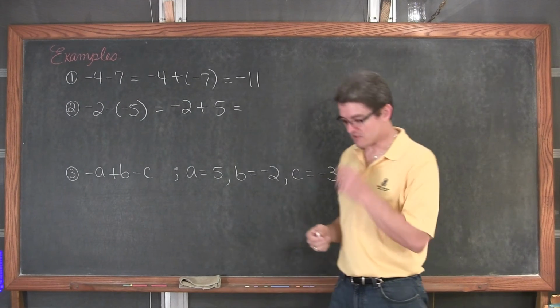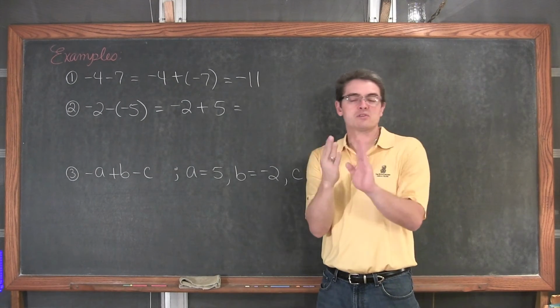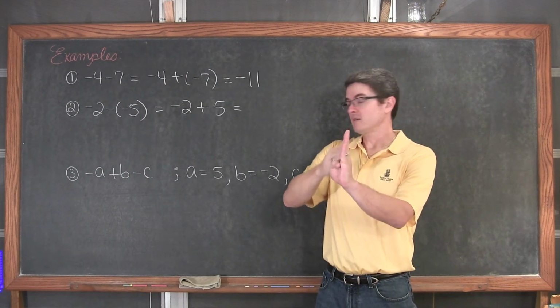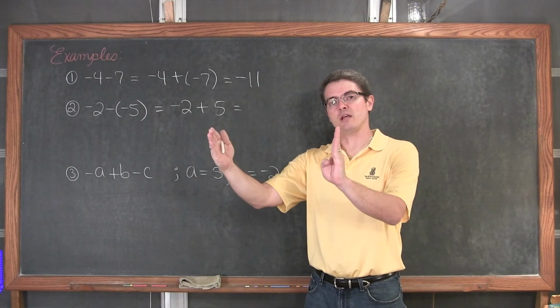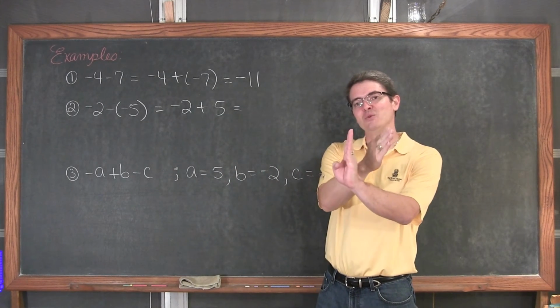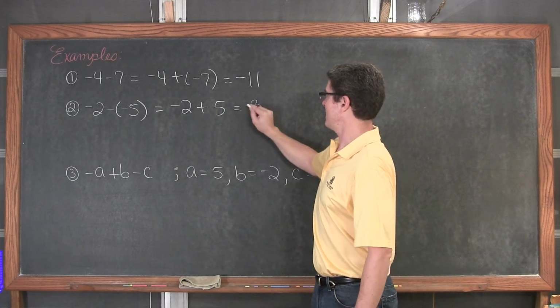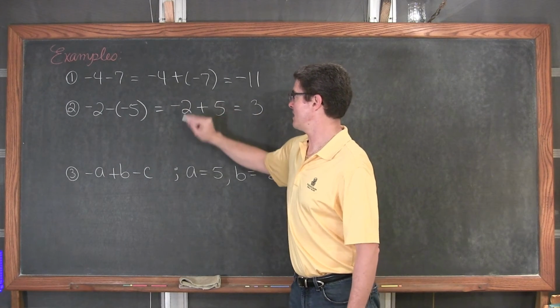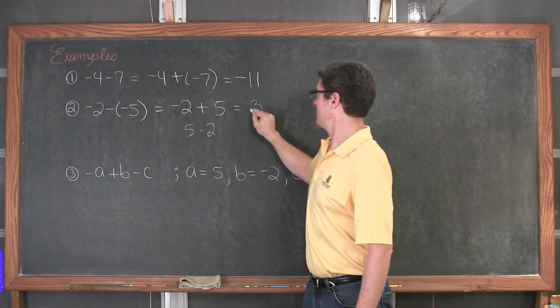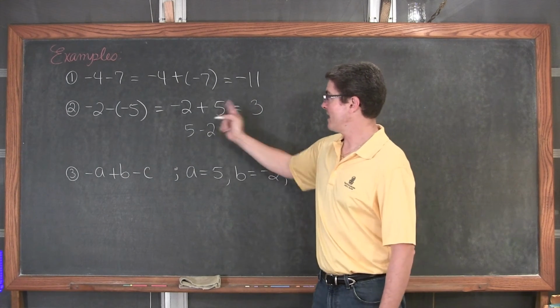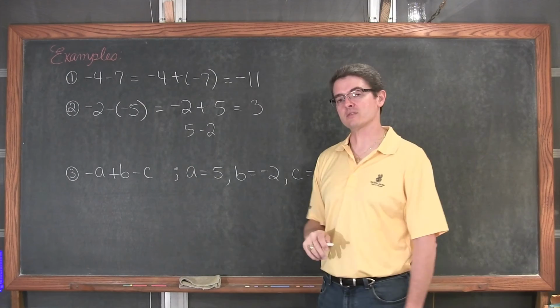And -2 plus 5, well, let's go back to the number line. I like that better, really, honestly. You have 0, you move 2 units to the left, and then 5 units to the right, and you're going to end up at +3, or simply 5 minus 2 is equal to 3. And 5 is the larger number, so the final answer is 3.